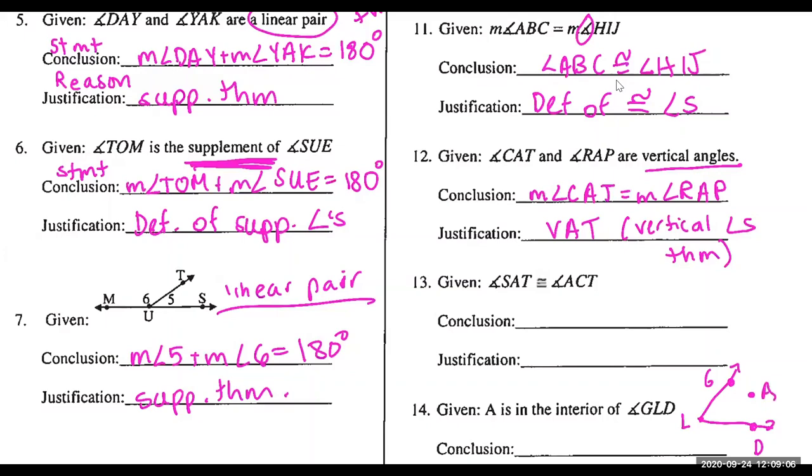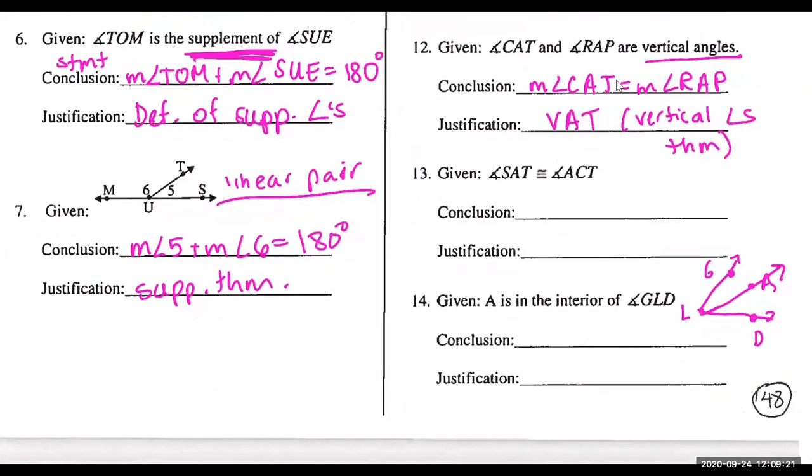Usually when it's in the interior, you have a ray that comes out and intersects that point. So if you look at that picture, what do you think your conclusion might be? That's all you're given. Angle GLA plus angle ALD equals angle GLD. Yep, perfect, the measure of angle GLD. And what is the reason for that? Angle addition postulate. Perfect, angle addition postulate. So we have plenty of time left.